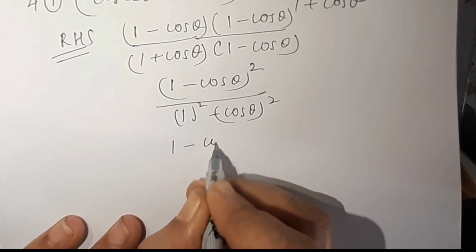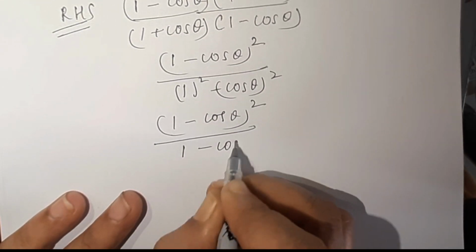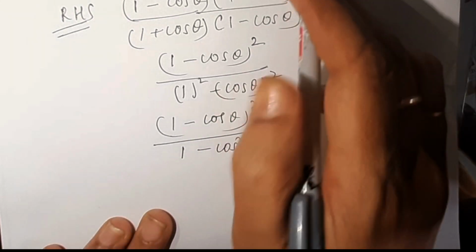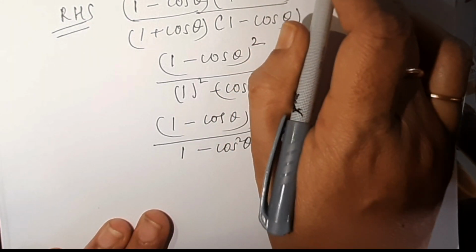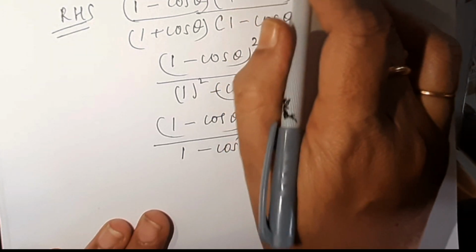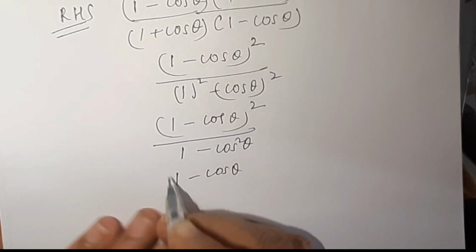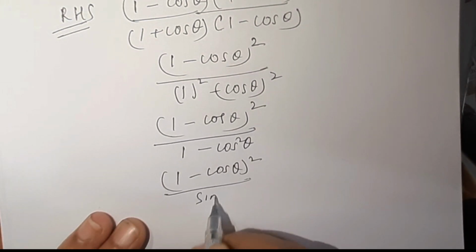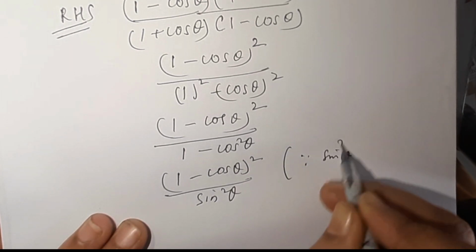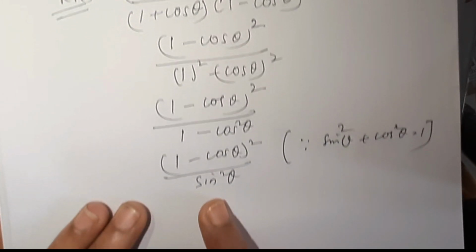Now here 1 minus cos theta whole square and in denominator 1 minus cos square theta. 1 minus cos square theta is sin square theta as per this identity. If we shift cos square towards right, that will be 1 minus cos square theta. So we can replace 1 minus cos square theta with sin square theta. So 1 minus cos theta whole square upon sin square theta. Whenever we are applying identity, you need to write it aside. Sin square theta plus cos square theta is 1. So from there you applied the sin square.